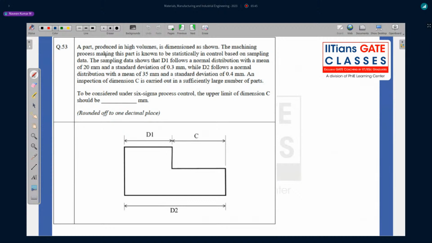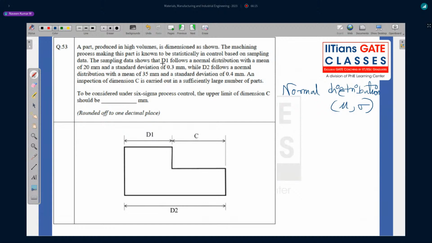The machining process making this part is known to be statistically in control based on sampling. The sampling data shows that D1 follows a normal distribution with a mean of 20 and standard deviation. So normal distribution, obviously, is a bell curve, right? It's a bell curve, and the parameters of the distribution are mean and sigma. Mean is mu, and sigma is standard deviation.